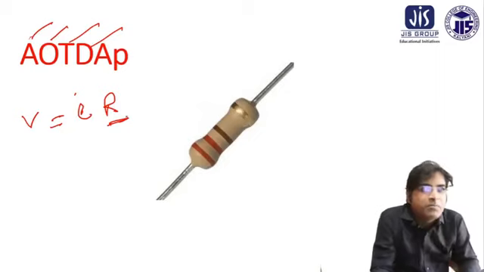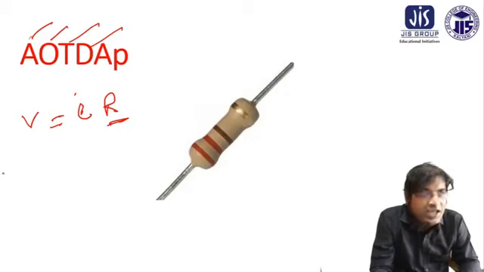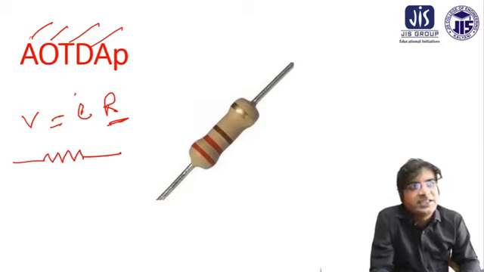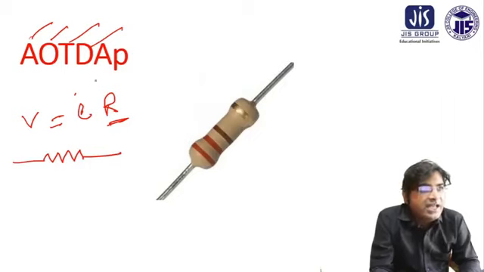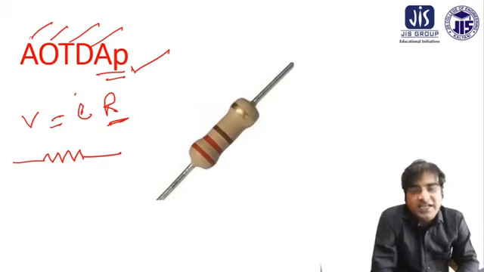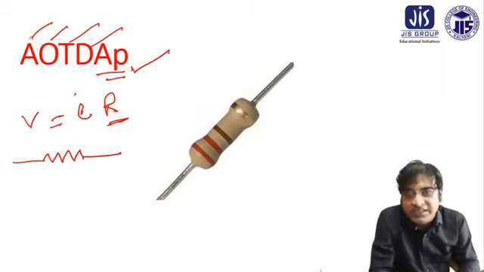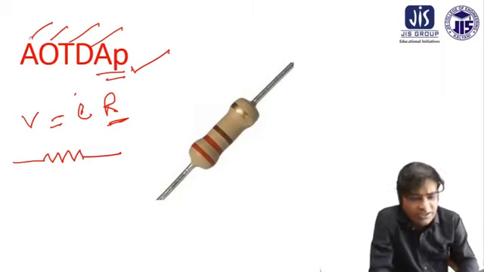That is our problem. So we have to know about A, O, T, D, all these things. For D, the diagram, you know how the resistance looks like. So this is V equals IR, and then the last one, which is very important for engineering, is the applications. So we can study any kind of electronic component, not only the resistance, any kind of thing, and understand it.